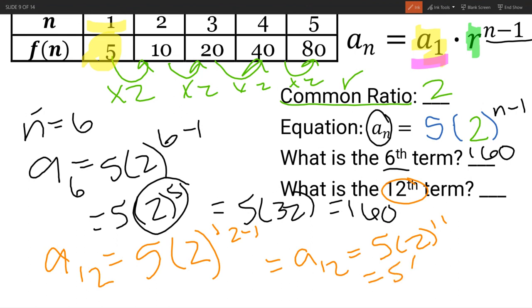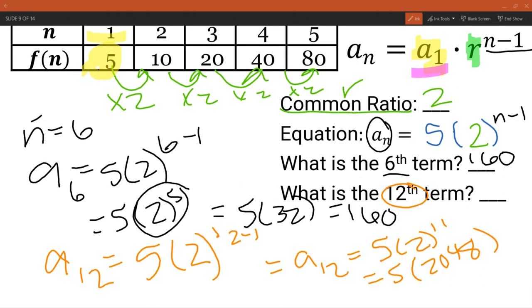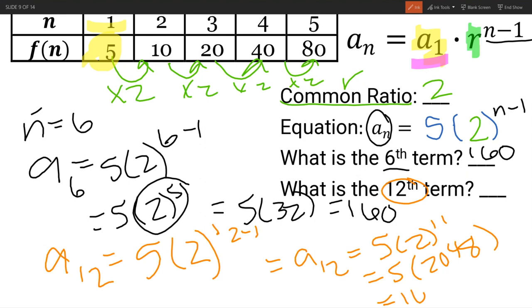So now we're going to do 5 times 2048. Oh my goodness. So we ain't got time to do that in my head right now. So we're going to go in. I'm going to have you type times 5. And now you've got 10,240. And you would have that as your 12th term.